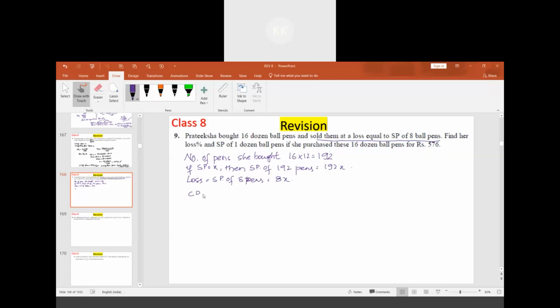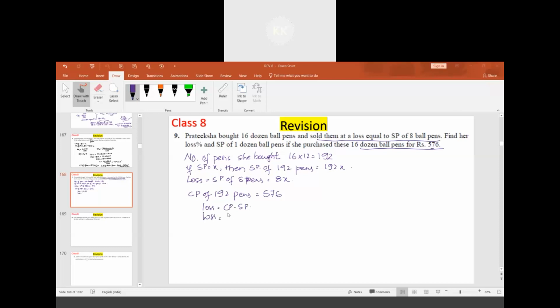What will be the cost price? If loss and selling prices are known, what will be the cost price? CP of 192 pens will be equal to, they have given, he has purchased it for 576. They have given it as 576. So if we use this formula, loss is equal to CP minus SP.